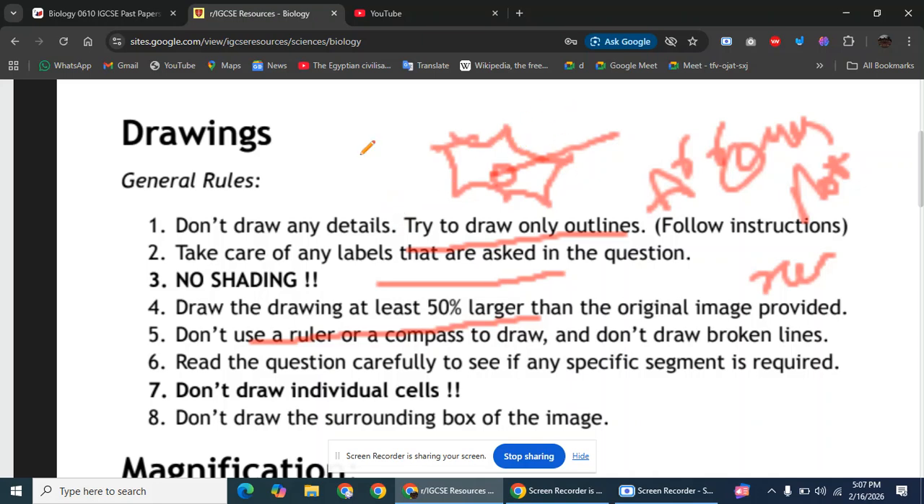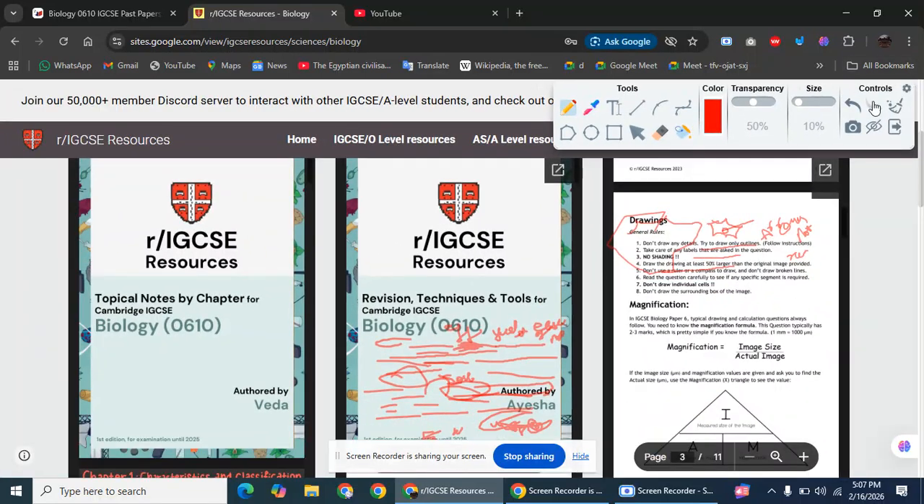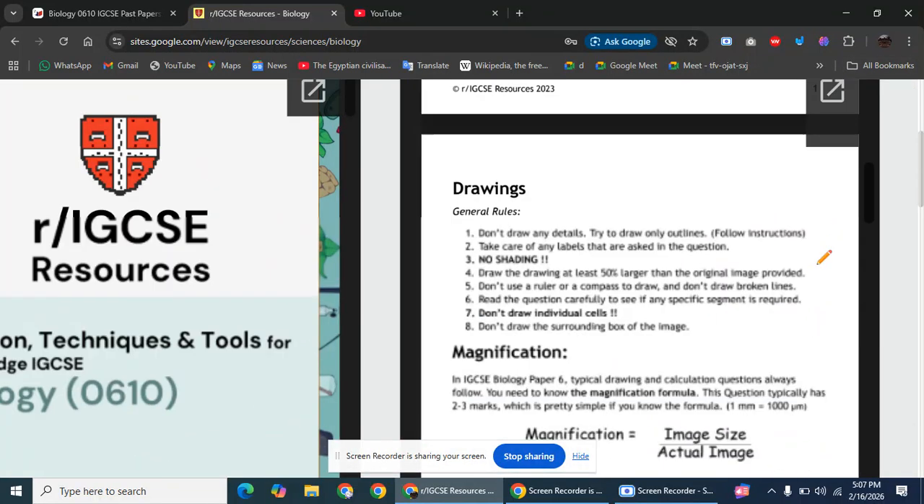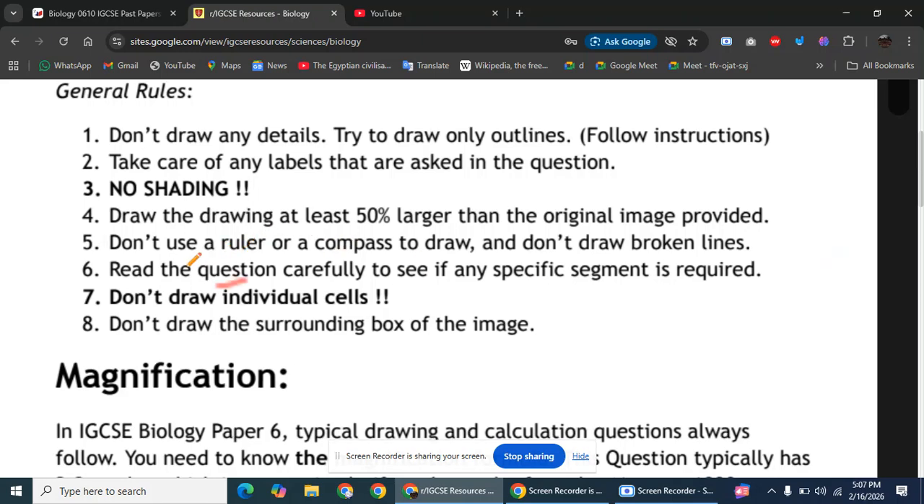Then draw the drawing at least 50% larger. For example, this is what you want to replicate, so you'll draw it very big. You get it like this big. Understand? So I hope you're understanding what I'm trying to say. It should be that big. Don't use a ruler or compass to draw. Don't say I'm going to use a ruler, because you have to do freehand drawing and no broken lines. Don't draw like this, this is not considered drawing, my dear.